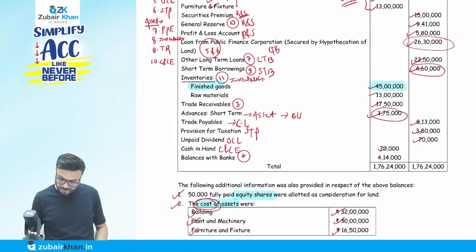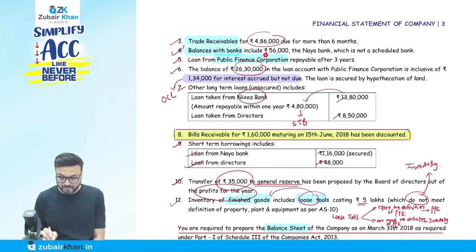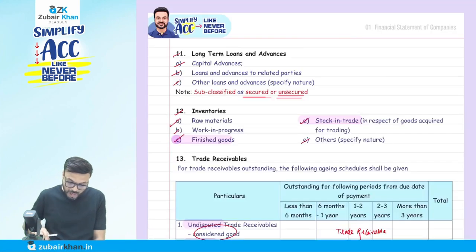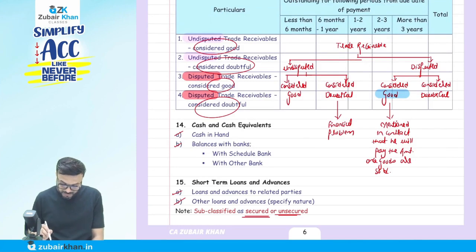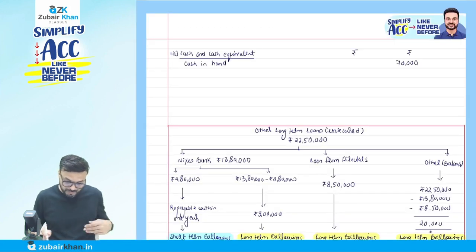Now, write it down there after this. A balance with bank, total amount is 4 lakh 40, but something is mentioned in point number 4. They say in point number 4 that balance with bank includes rupees 56,000 with the Naya bank, which is not a scheduled bank. So remember that we have to mention here how much we have with a scheduled bank and other. They are saying it's a bank which is not a scheduled bank. So write down that here.